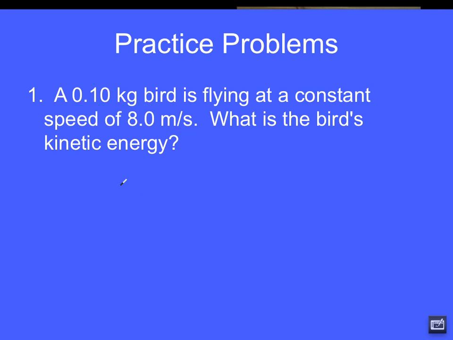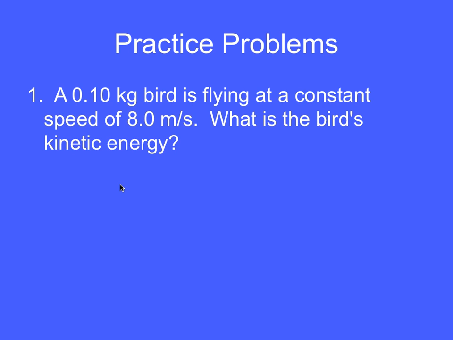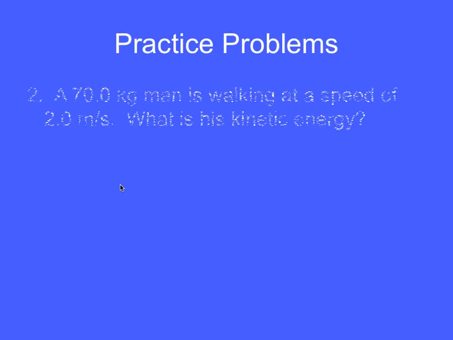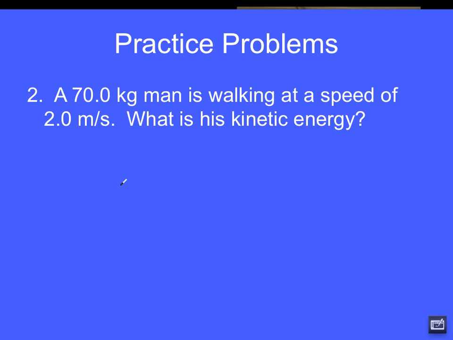All right, let's take a look at the next practice problem. This time we have a 70 kilogram man who is walking at a speed of 2 meters per second, and we are trying to find his kinetic energy. So again, I have my mass here at 70 kilograms, my speed at 2 meters per second, so I simply use my formula and plug in to solve for the kinetic energy.